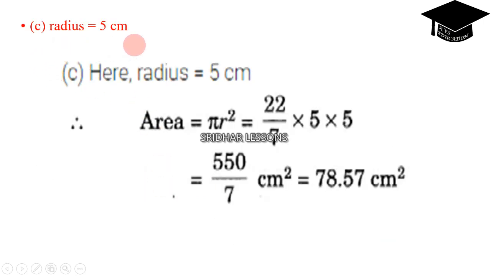Question number C. Radius is 5 centimeters. See, what is the formula here? For area, A equals pi r square. That means pi value is 22 by 7 into r value 5 into 5. Okay, upon cancellation, this will become 550 by 7. This equals 78.57 centimeter square. Okay.